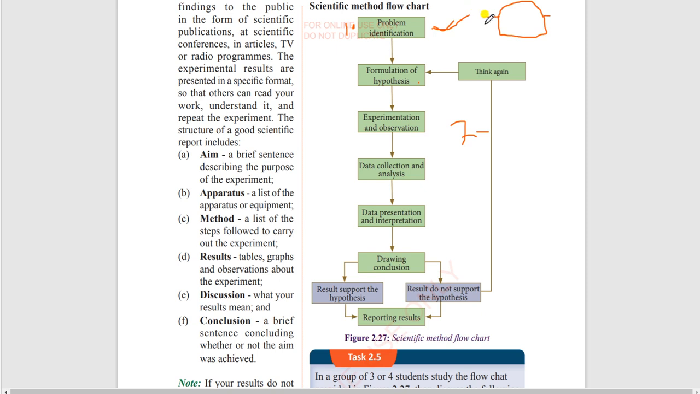Kama tunahitaji jinsi ya kufanya hybridization za wanyama, kuku wazaliane vizuri, that is the problem. Tufanye nini? So we have to identify the problem. So the problem hapa ni kwamba udongo wetu hauna nini? Hauna rutuba. Tunaenda step number 2, tunasema formulation of hypothesis.